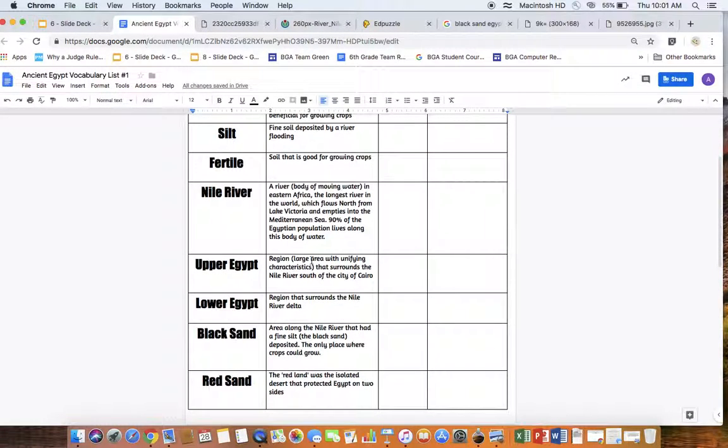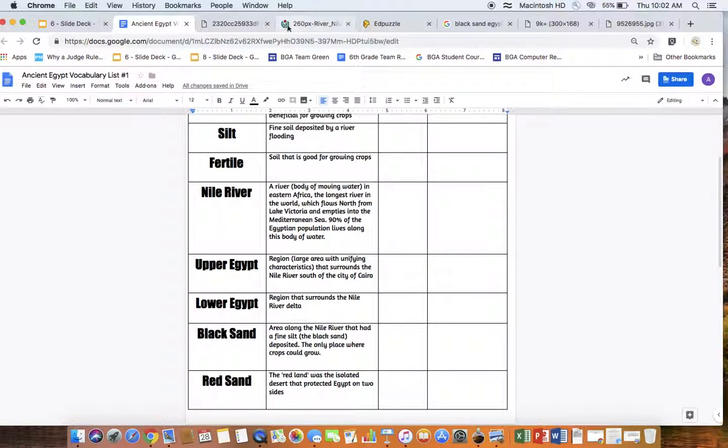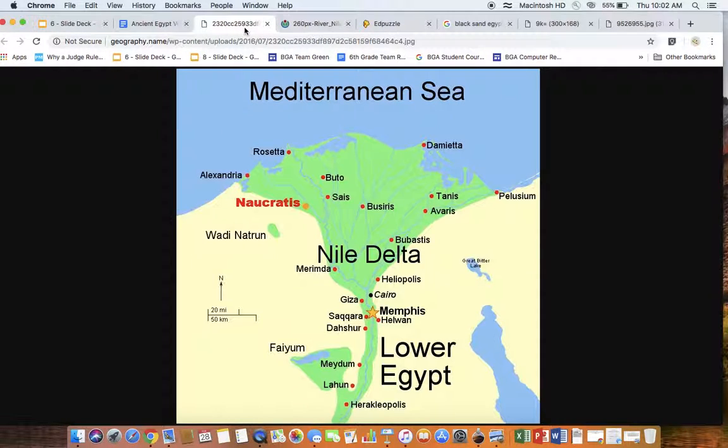All right, Upper Egypt, a region, is a large area with unifying characteristics that surrounds the Nile River south of the city of Cairo. If we look down here, Cairo is up here. All of this area here is considered Upper Egypt. It's Upper Egypt because it's the beginning of the river. Lower Egypt is the region that surrounds the Nile River Delta. Here's the Nile Delta. This is all considered Lower Egypt, which you might think of as lower south, but in this case, Lower Egypt is north of Upper Egypt.